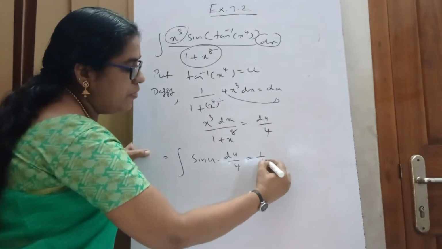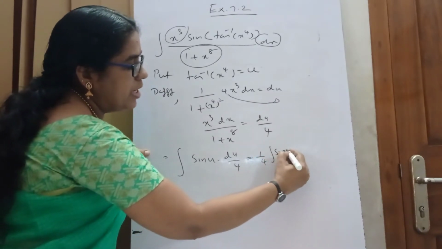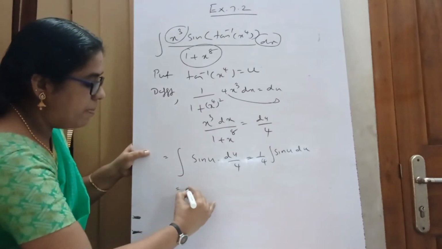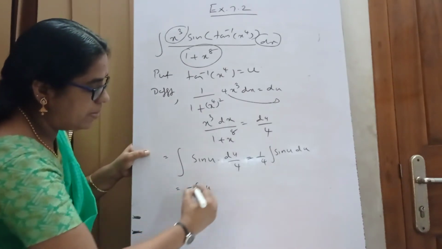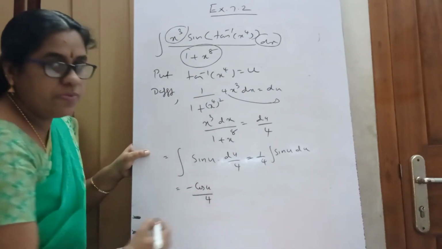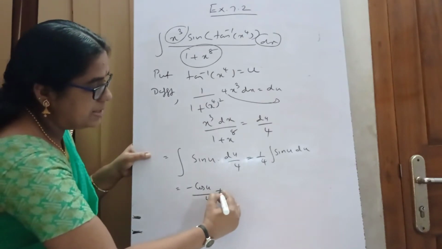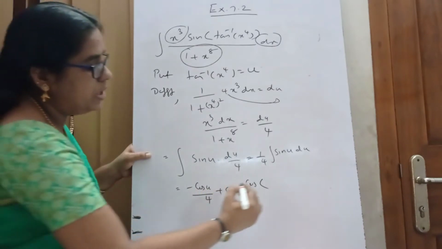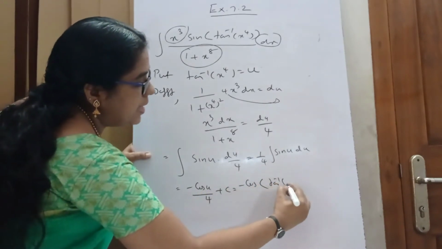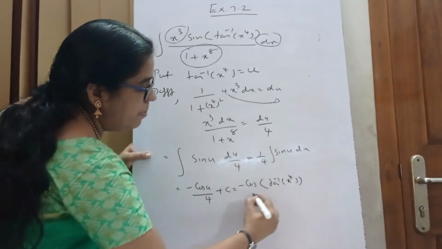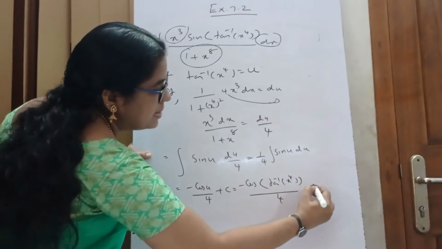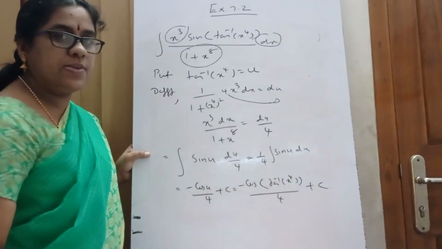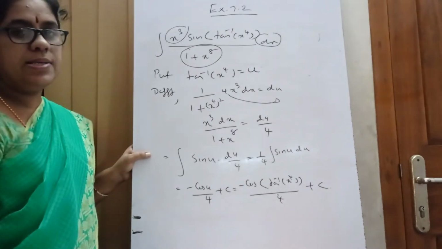The function becomes a very simple function by using substitution. Therefore, 1 by 4 into the integral of sine u du. What is the integral of sine u? Minus cos u. So 1 by 4 into minus cos u plus c, that is minus cos of, what is u here, tan inverse x raised to 4, by 4 plus c.